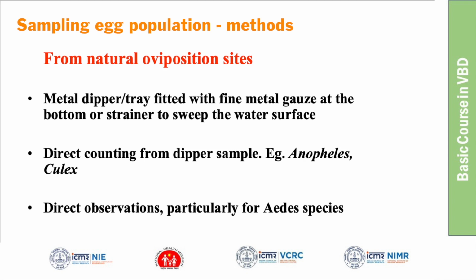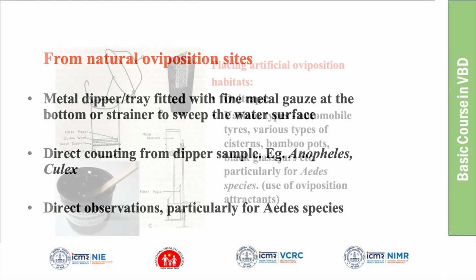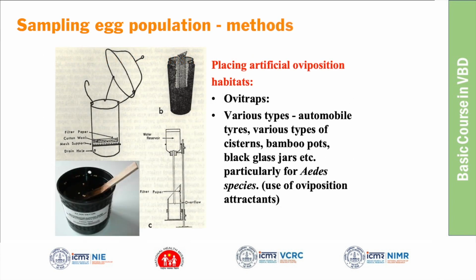But in the case of Anopheles, it is very difficult. For Culex species, it is possible because they lay the eggs in rafts, so you can easily count the egg rafts. And there is direct observation in the habitat itself. This is possible only for Aedes species because Aedes do not deposit the eggs directly on the water but above the water surface, so you can easily locate the eggs. So the first method is sampling in the natural oviposition site.